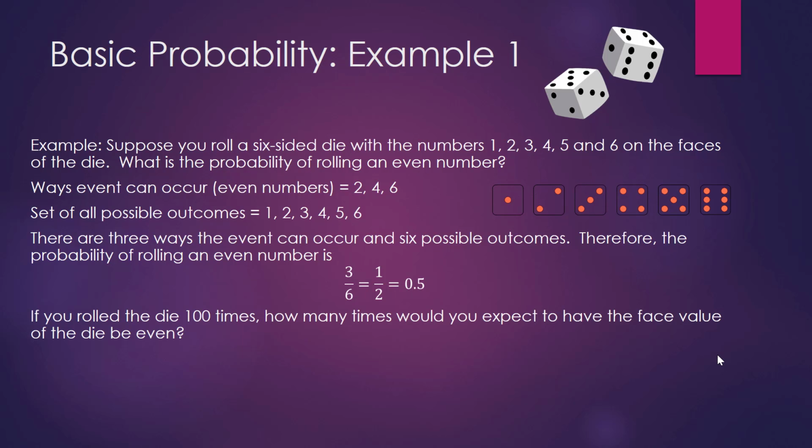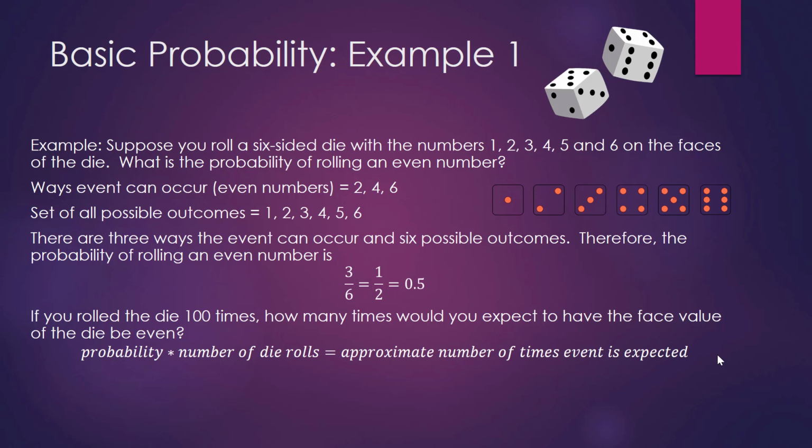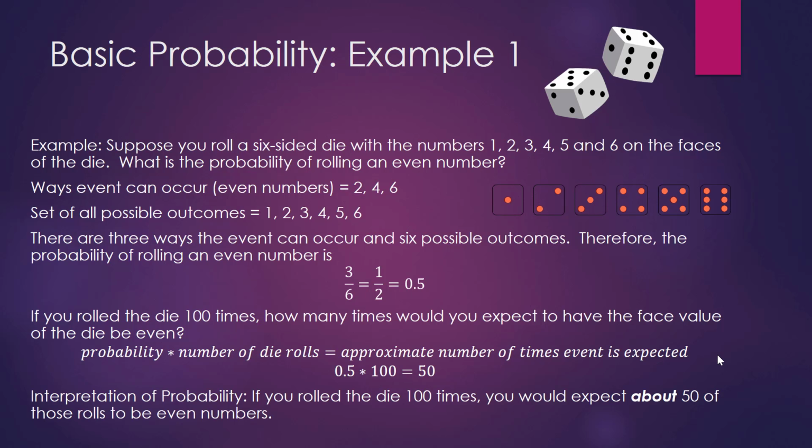Let's interpret this probability. If we were to roll a die 100 times, approximately how many times would you expect to have the face value of the die be even? So in order to answer this question, we can use the formula. Probability times the number of die rolls is the approximate number of times the event is expected to occur. In this case, our probability is 0.5, and we're rolling the die 100 times. So we would expect about 50 of those die rolls to be an even number.